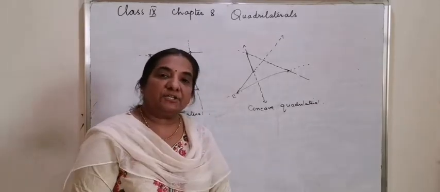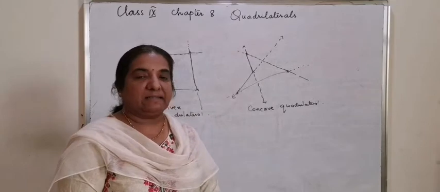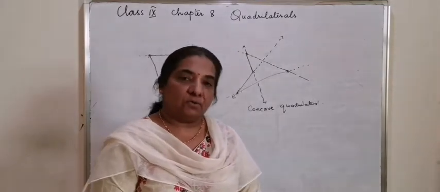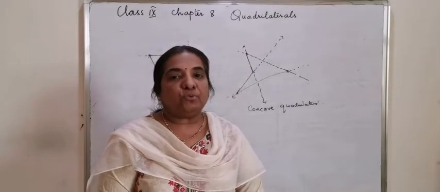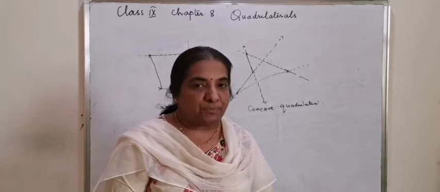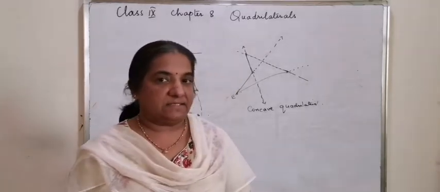But the study under your consideration is only about convex quadrilaterals. That is, a polygon having 4 sides is called a quadrilateral, and you will be learning different kinds of quadrilaterals and the properties possessed by such quadrilaterals.